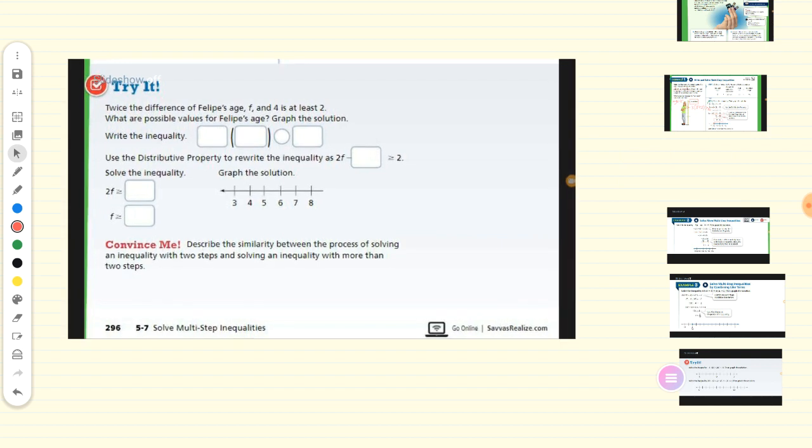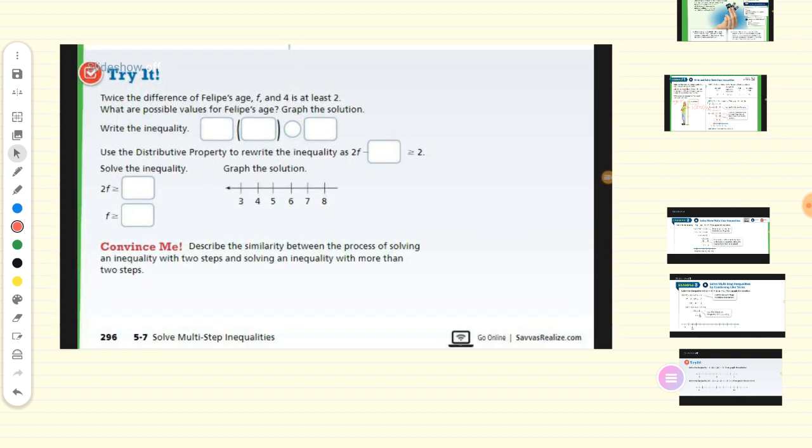Next one is a try it one. Twice the difference of Philip's age, f, so the age of Philip is f, and 4 is at least 2. At least means what? It's supposed to be greater than or equal. At least here means at least 2, so it's greater than or equal to 2. At least, it can equal 2, but greater than, because the least number is 2, so I can get greater than 2. Okay, what is the possible value of Philip's age?